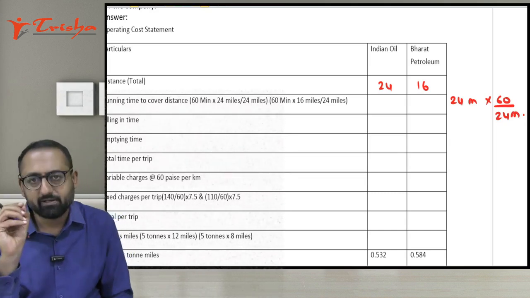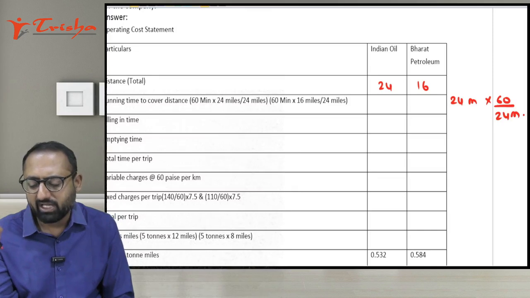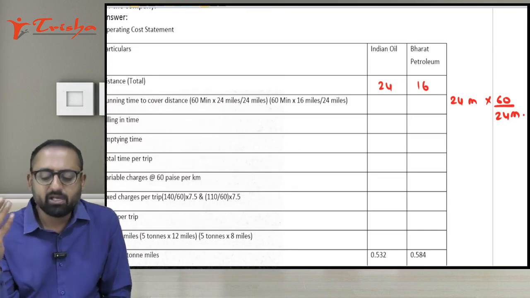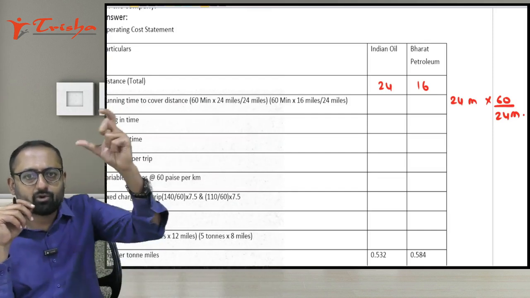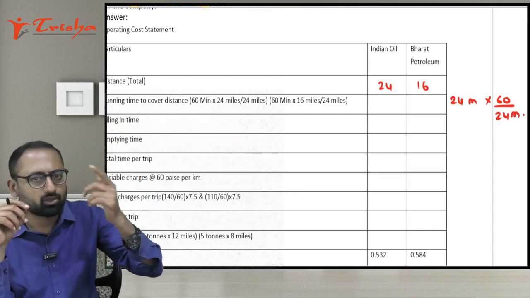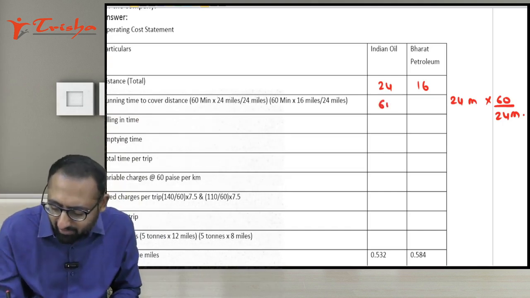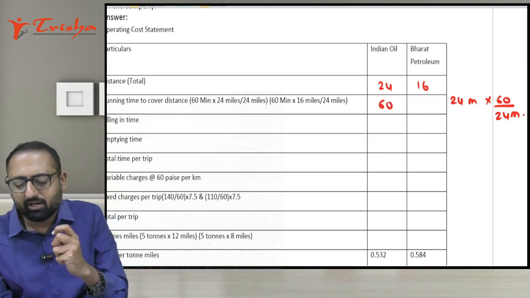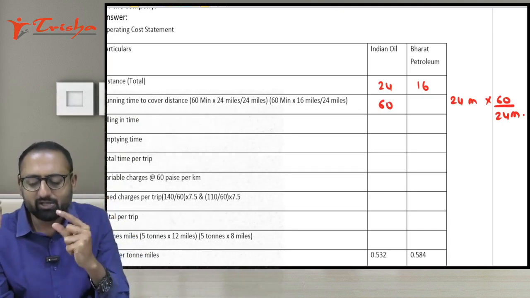What is the speed? In 60 minutes, it will travel 24 miles. And we also want to travel 24 miles for the Indian Oil operation, 12 for going and 12 for returning. So the total outward journey and return journey will be 24. So 60 minutes will be required for the transportation from the factory to Indian Oil and Indian Oil to the factory.